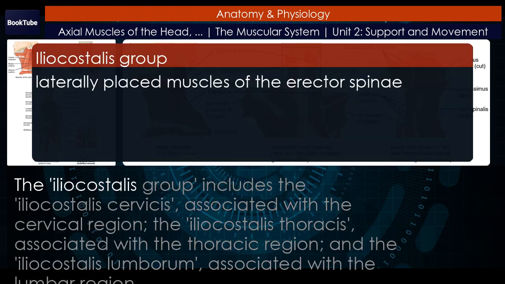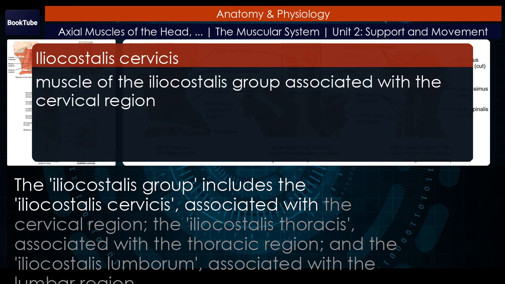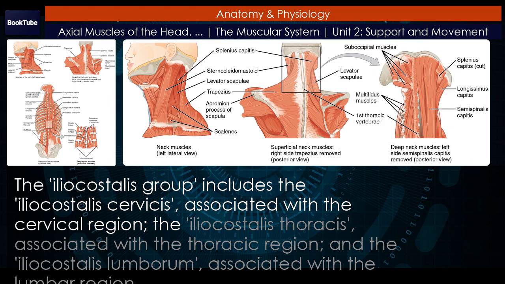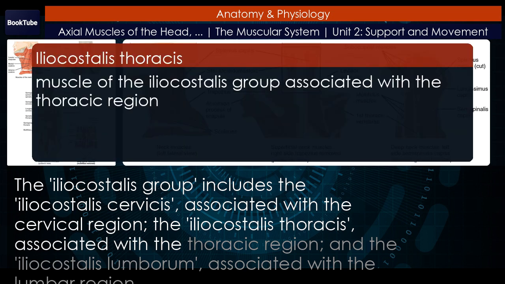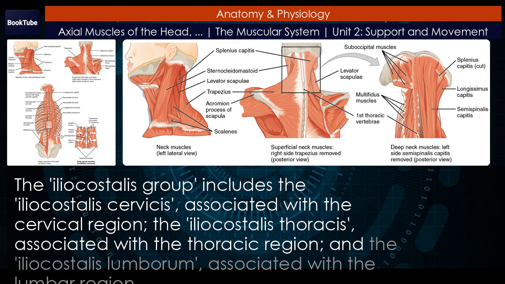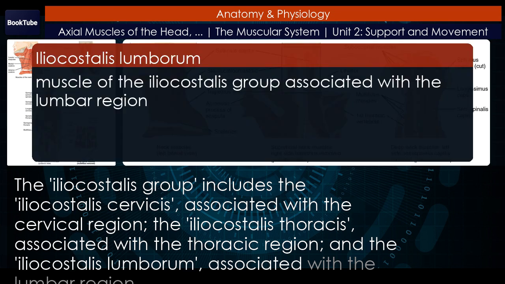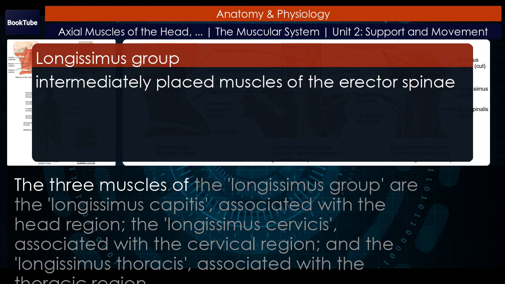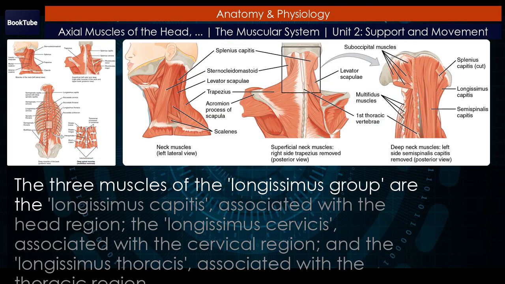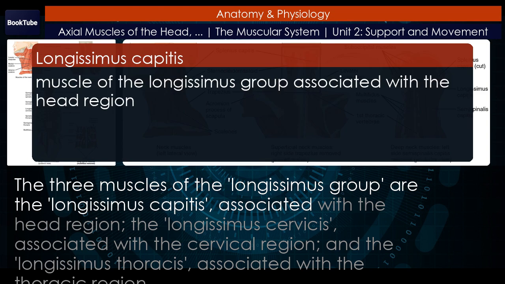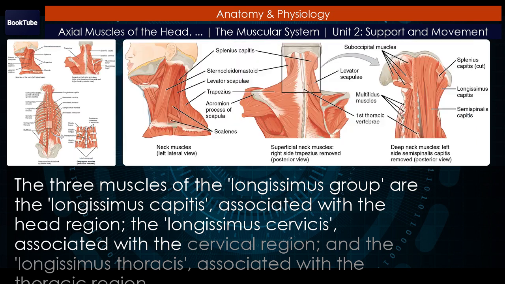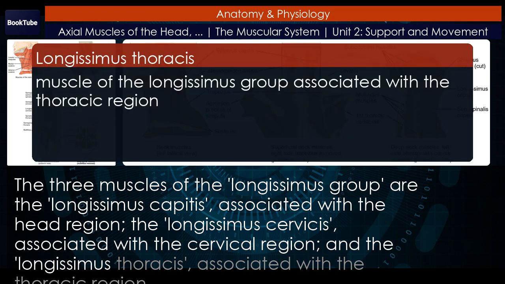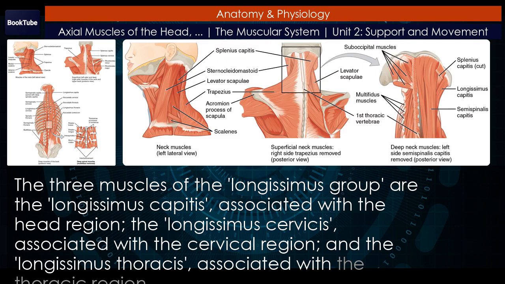The iliocostalis group includes the iliocostalis cervicis, associated with the cervical region, the iliocostalis thoracis, associated with the thoracic region, and the iliocostalis lumborum, associated with the lumbar region. The three muscles of the longissimus group are the longissimus capitis, associated with the head region, the longissimus cervicis, associated with the cervical region, and the longissimus thoracis, associated with the thoracic region.